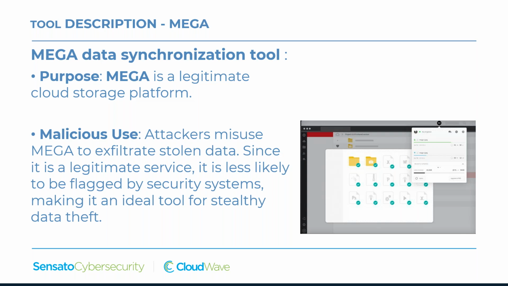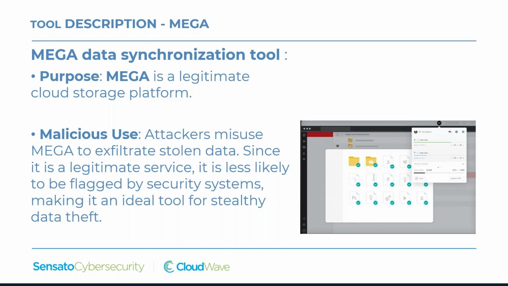Another tool that's being used is Mega data synchronization. And Mega is a legitimate cloud storage platform. I've run into it in the past where you have things like marketing files or videos that someone wants to share with the organization, so they ask you to open up Mega. Well, Vanilla Tempest is taking advantage of these legitimate tools and using them to exfiltrate stolen data.